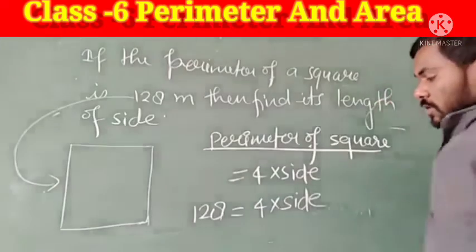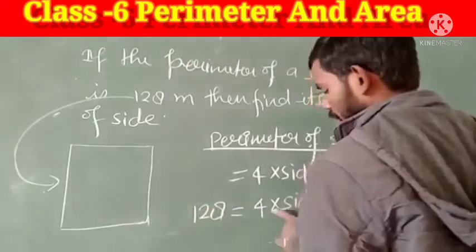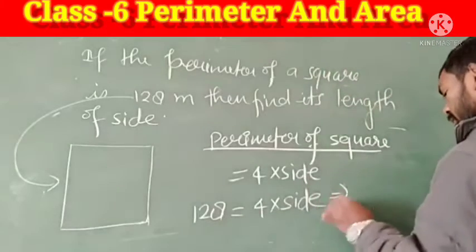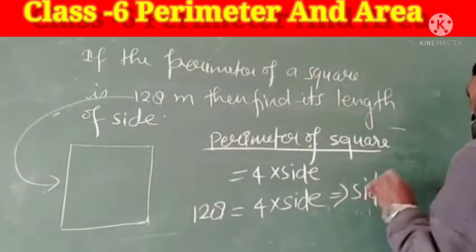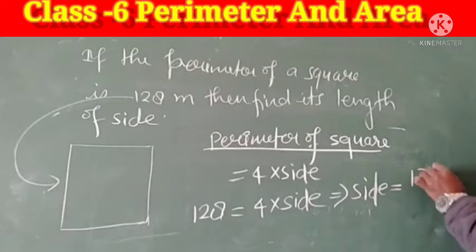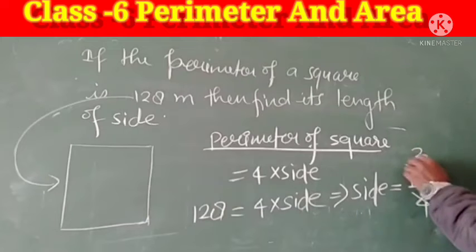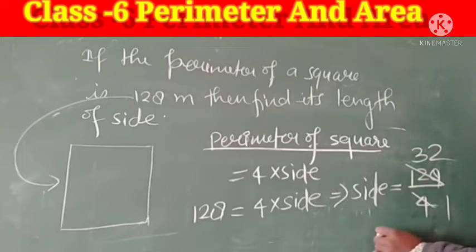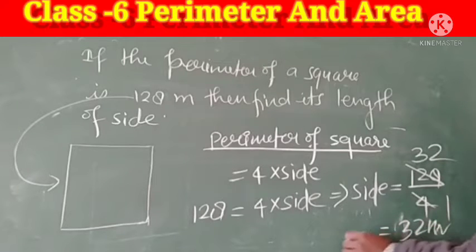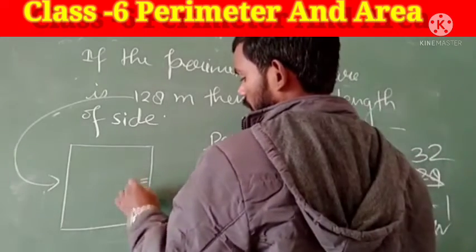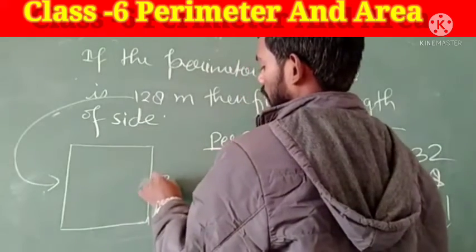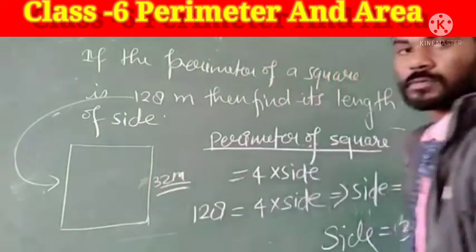Okay, now transpose 4 to the left side. So here we get side is equal to 128 upon 4. And here we get 4 ones are 4, 4 threes are 12, 4 twos are 8, and hence here we get 32 meter, which is the side of the square. Therefore, the side of the square is 32 meter.